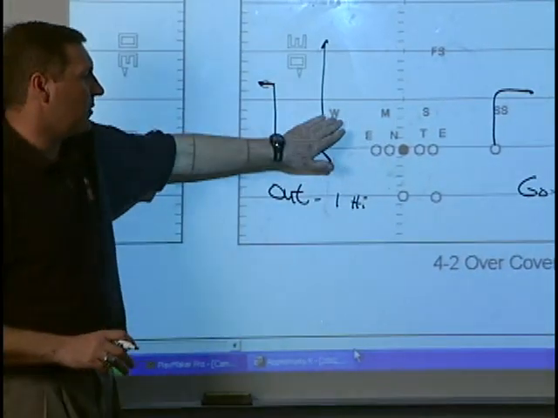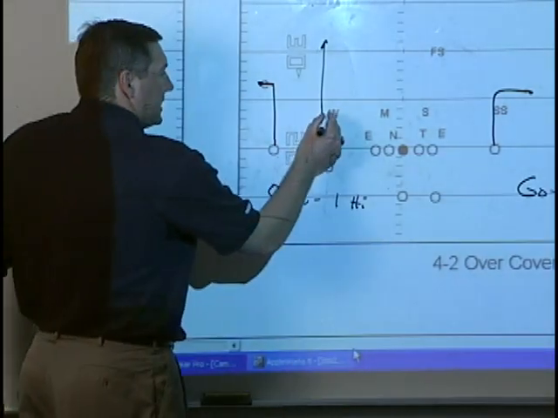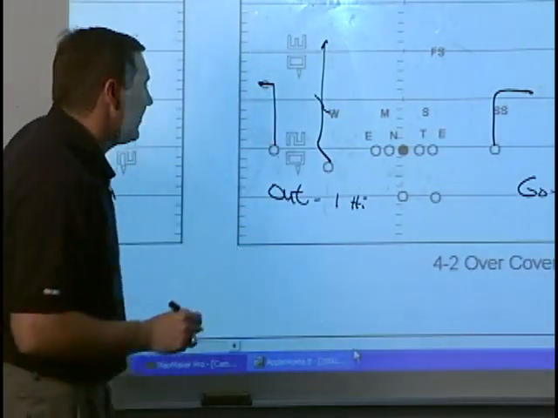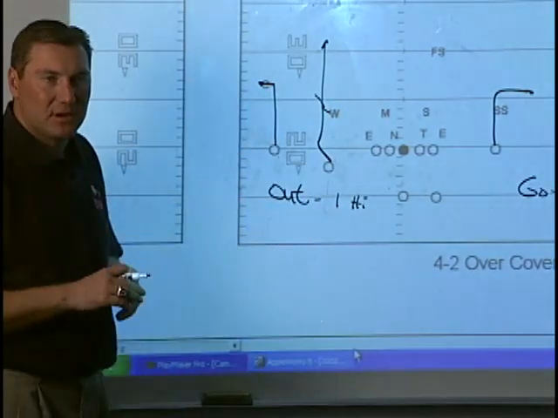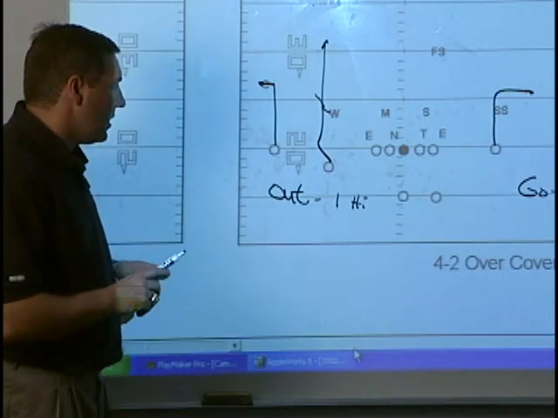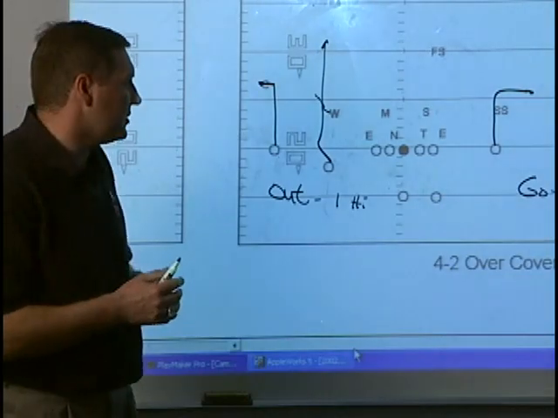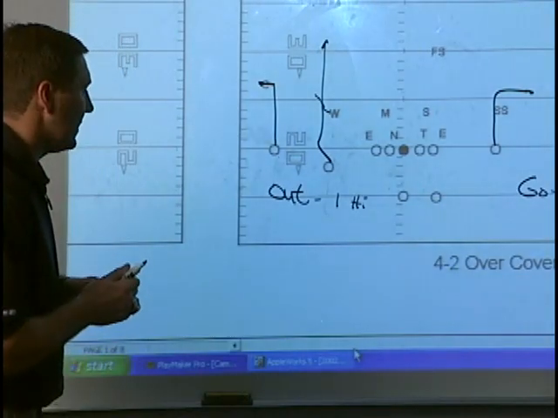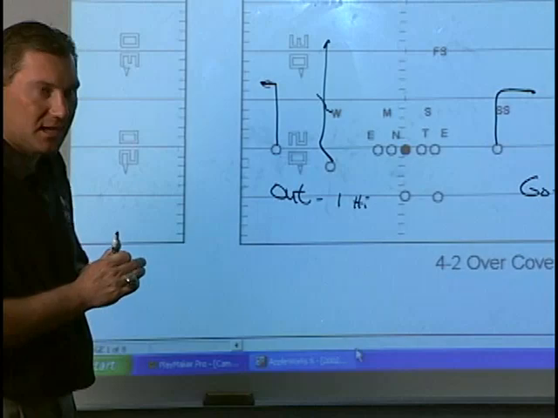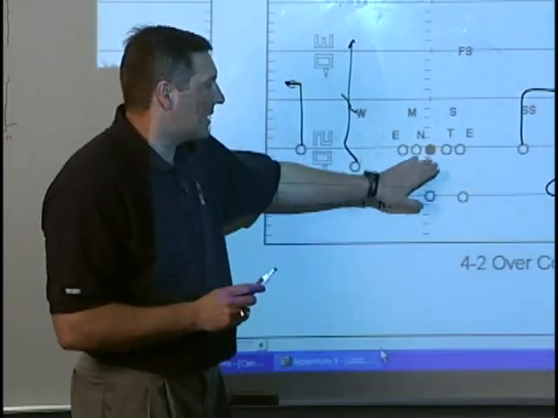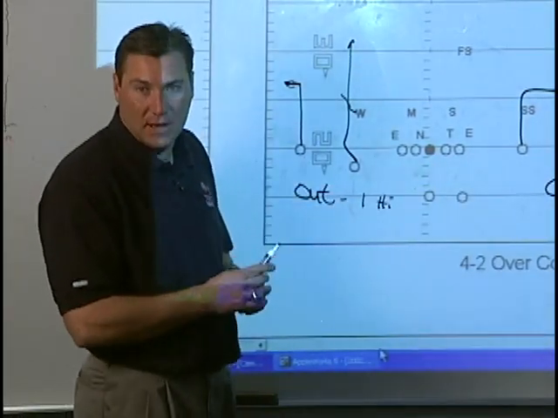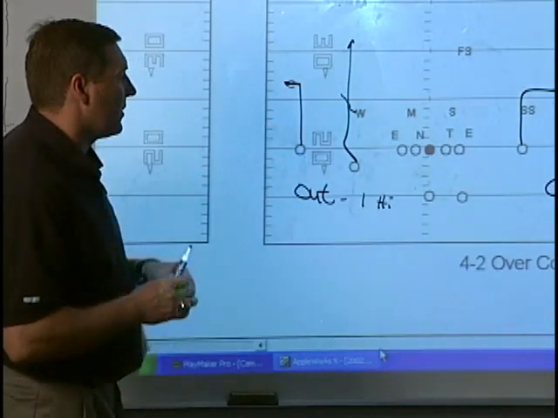My movement key is the will backer. I have a protection release. He should not be able to get out underneath the outcut. We have a quick rocker step throw. Anytime that you are in the shotgun, you subtract 2 steps off of your drops. So he will take a 1-step drop from the shotgun, or if you want to run the same concepts from under center, it would be a 3-step drop from under center, and he's going to throw his quick out into the boundary.